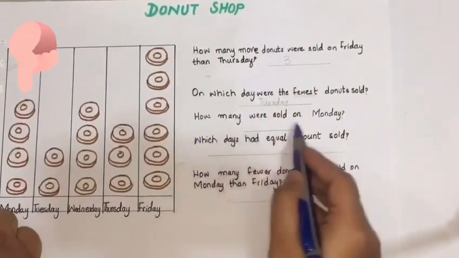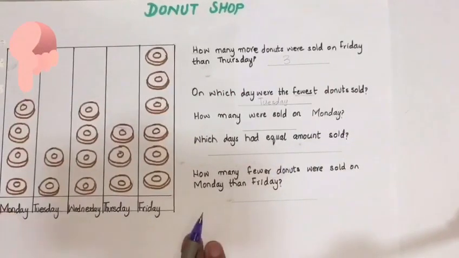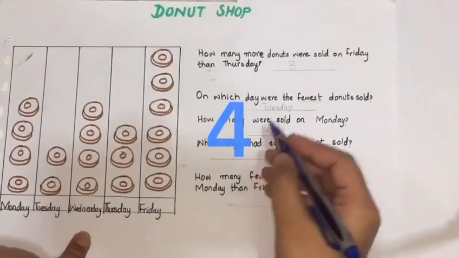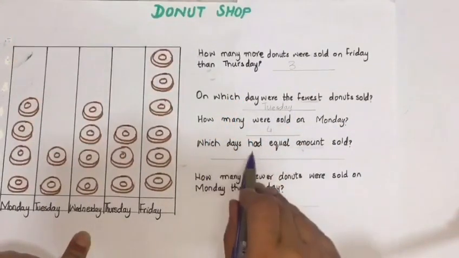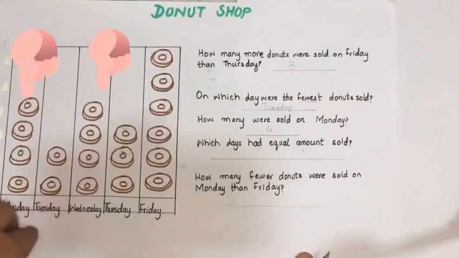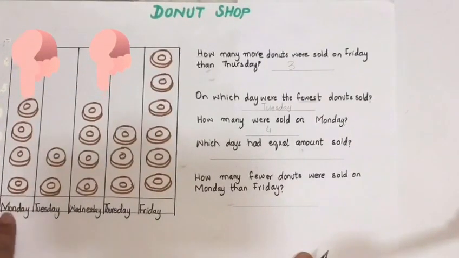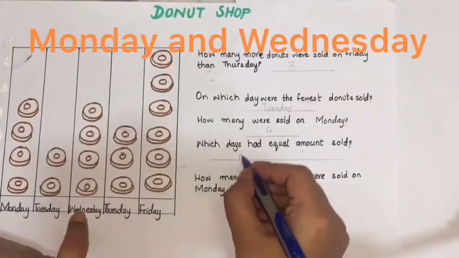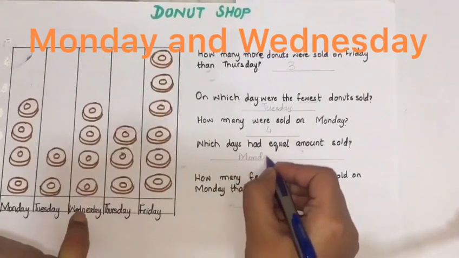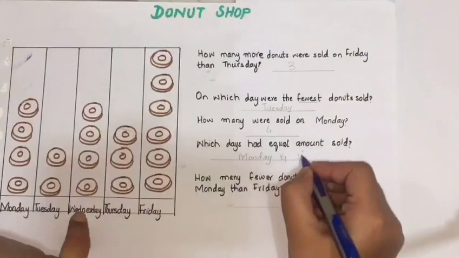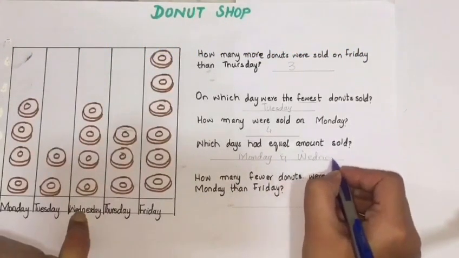Right? So how many were sold on Monday? You simply have to count the number of donuts sold on Monday. You find Monday and 1, 2, 3, 4. So I'm going to write here 4. Which days had an equal amount, which days, that means 2 days or maybe 3 days. So you have to look at the graph and observe on which days the same amount of donuts were sold. See, Monday and Wednesday. So I'm going to write Monday and Wednesday. The same amount of donuts were sold on these days.